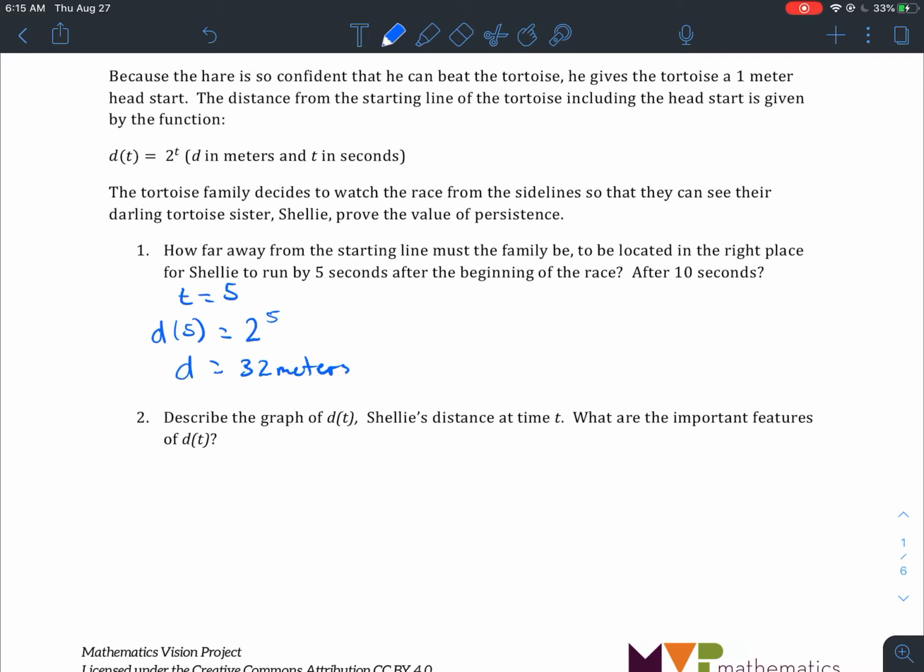And then they want to know how far do they have to stand if they want to see Shelley pass after 10 seconds. So that's when t is going to equal 10. We want to know what d of 10 is. That's going to be 2 to the power of 10. Your distance is 1,024 meters.